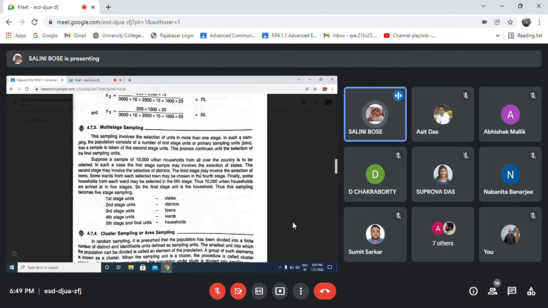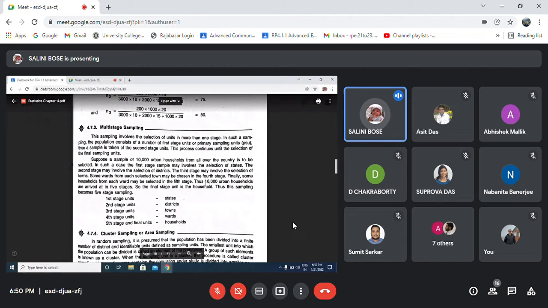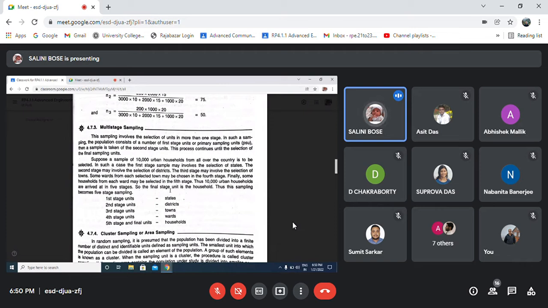Then the third stage may involve the selection of towns. Some wards from each selected town may be chosen in the fourth stage. And finally, some households from each ward may be selected in the fifth stage. So thus, 10,000 urban households are arrived at in 5 stages. So the final stage unit is the household. Thus, this sampling becomes 5-stage sampling, and these are called multi-stage sampling.